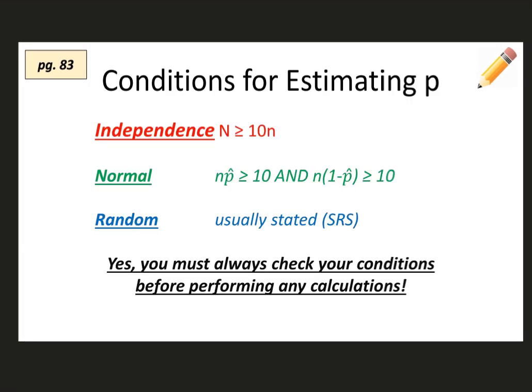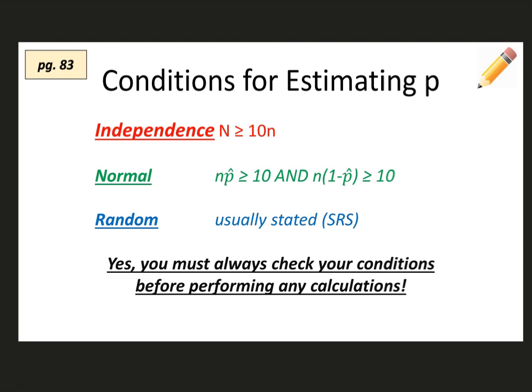Just like in the previous unit, we do have conditions for estimating P that must be checked before doing any calculation. What's nice about these conditions is they should feel very familiar because they're essentially identical to the previous unit. So the independent condition is that big N is greater than or equal to 10n, so your population is bigger than 10 times the size of your sample. Your normal condition, the only difference from the previous unit is instead of using P, we're using P hat, because remember, we're estimating P in this particular unit. So n times P hat is greater than or equal to 10, and n times 1 minus P hat is greater than or equal to 10.